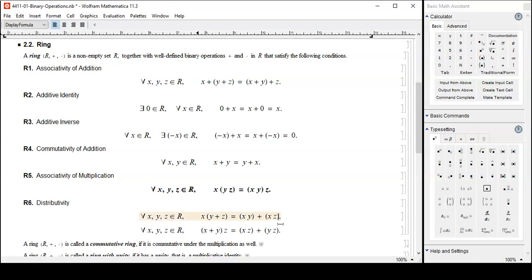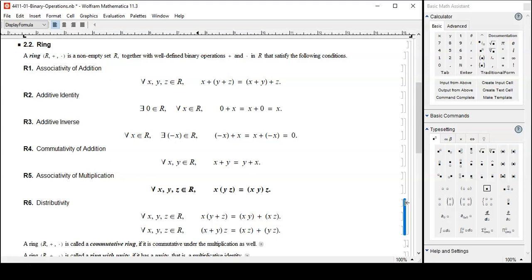And as for the distributivity, those are there to connect these two operations, addition and multiplication. So they are related like this, and it's not a standalone property for addition nor for multiplication. You have to put these two together.